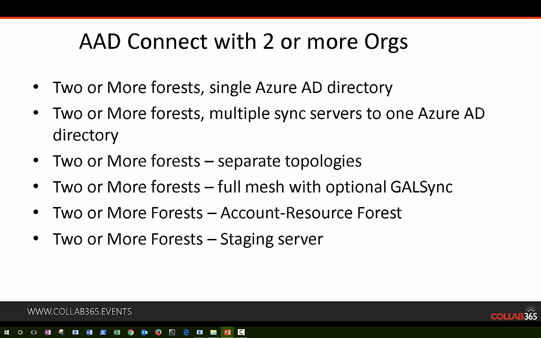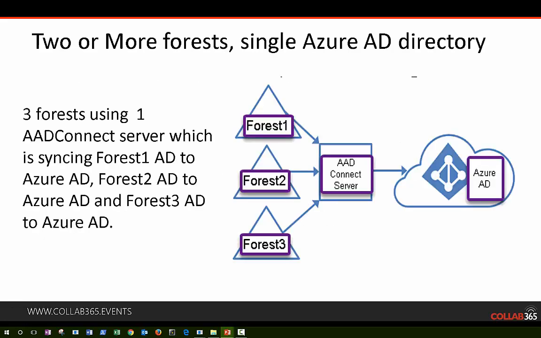All right. Then we would like to discuss AD Connect with 2 or more organizations. What are the options? We have 6 options there. Basically 5. The sixth one is an additional kind of DR setup. So the options are 2 or more forests with a single Azure AD directory. So let's move on to the next slide, and we'll discuss more here.